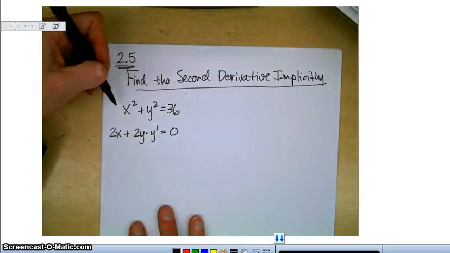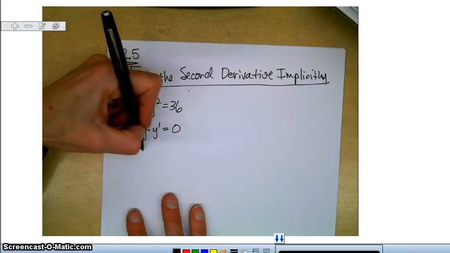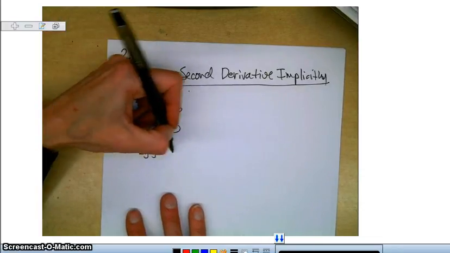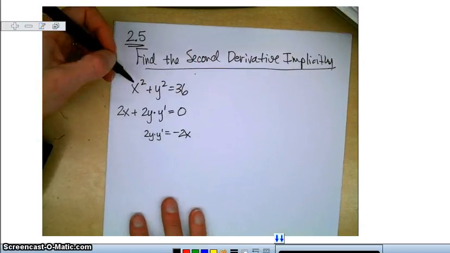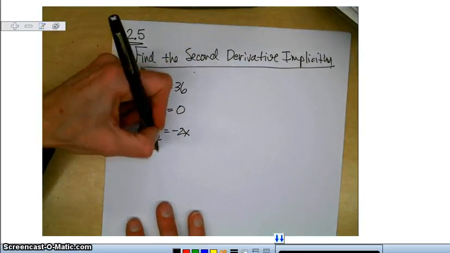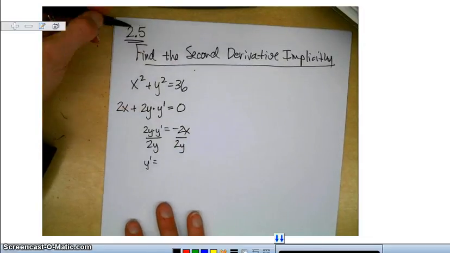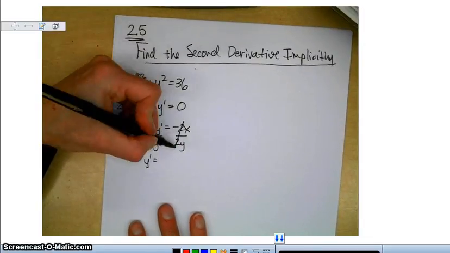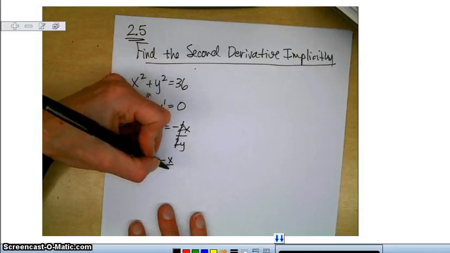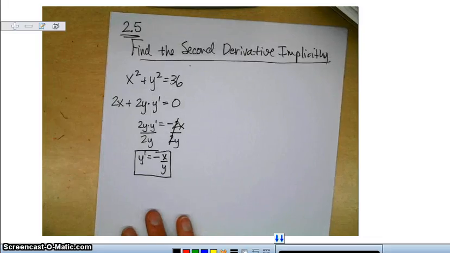Okay, so now let's get y prime alone. Tell me what? Subtract 2x, so I have 2y times y prime equals negative 2x. What next? Divide by 2y. And I get y prime equals, what's going to cancel there? Those 2's are. So y prime is negative x over y. So there's my first derivative, and I want to circle that because I am going to need it later.